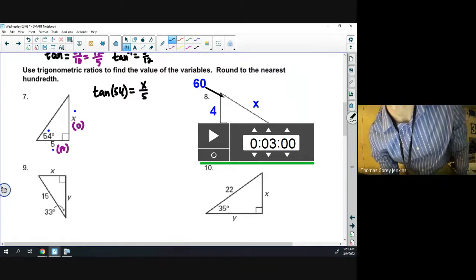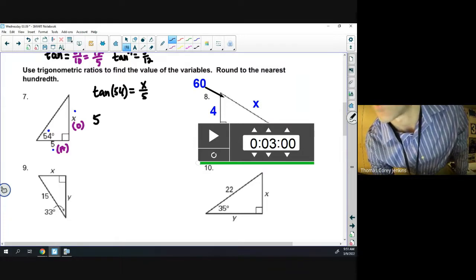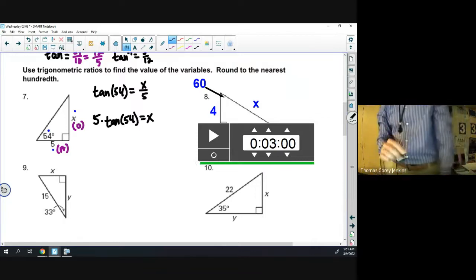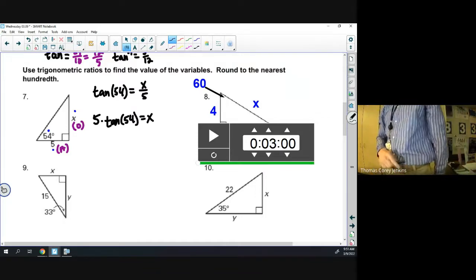Okay, and then you just think about solving for x. So we're going to multiply both sides by 5. So we have 5 times tan of 54. And once you get here, that is where we use our calculator.